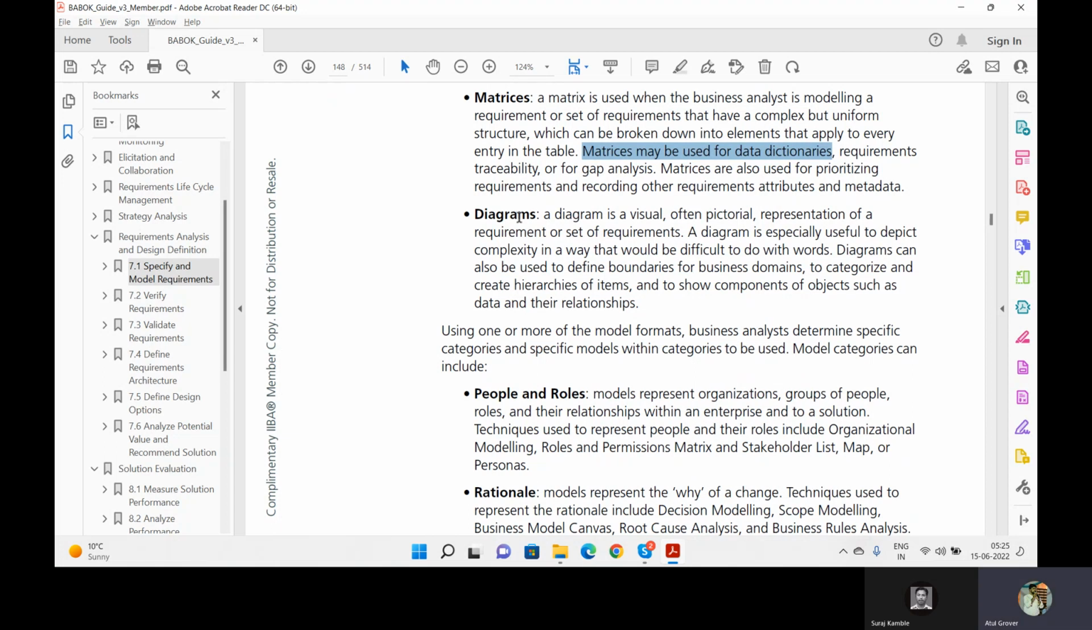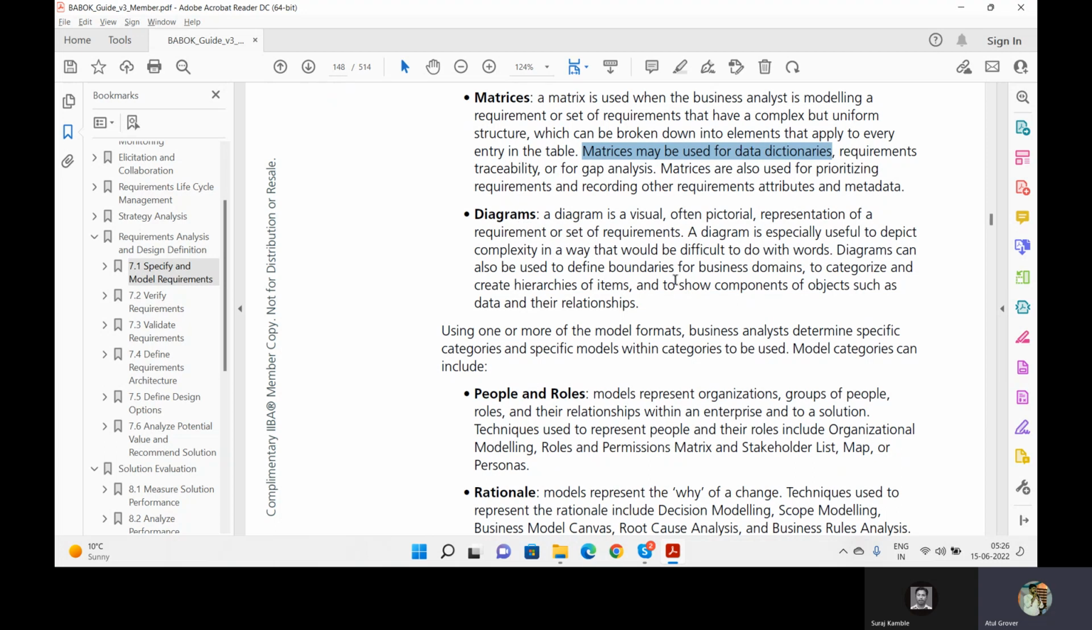ठीक है. It is good to depict the complexity, but sometimes it is not able to represent everything in the picture. ठीक है. Because if I say, okay, Suraj, I have 100 requirements, can you make a picture of this? Definitely will pick up some top 10, top 15, top 20 requirements to show in the picture, not everything. But still it is a good option.